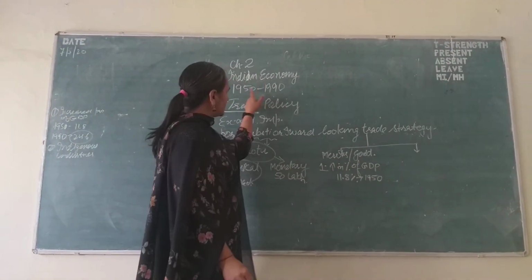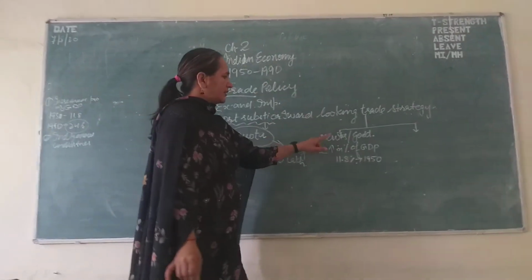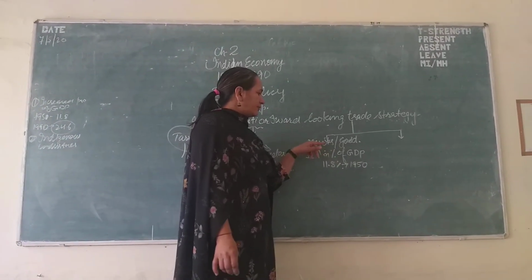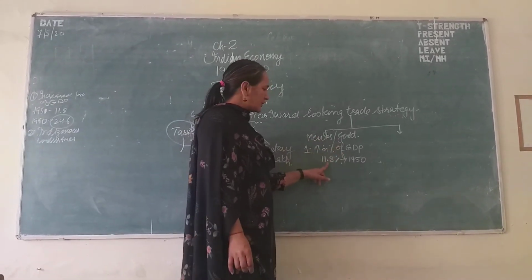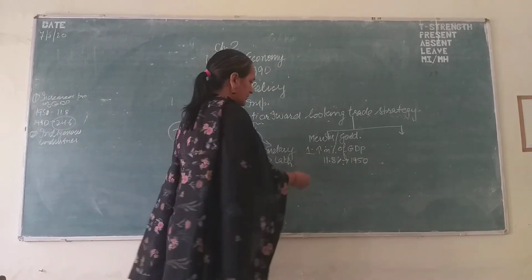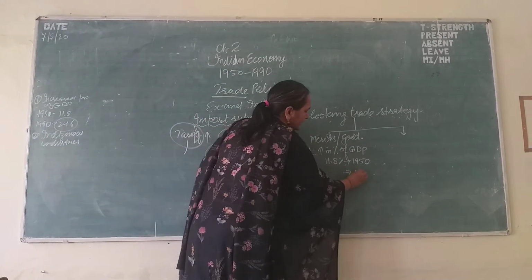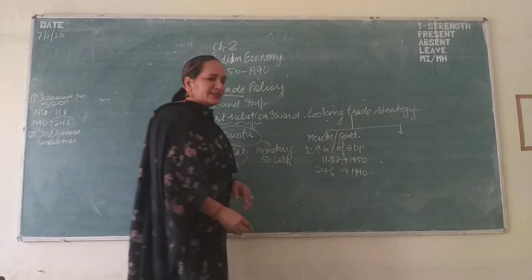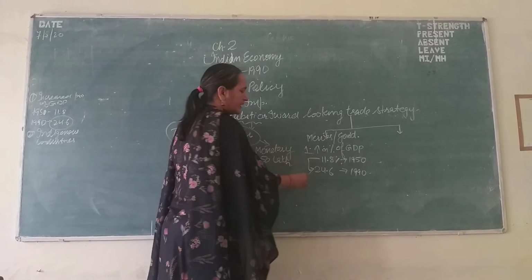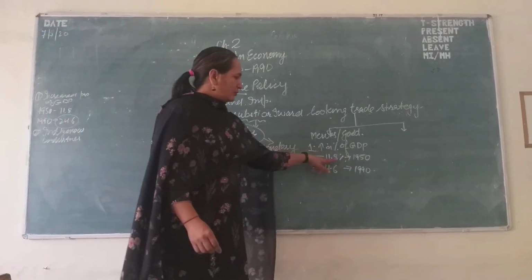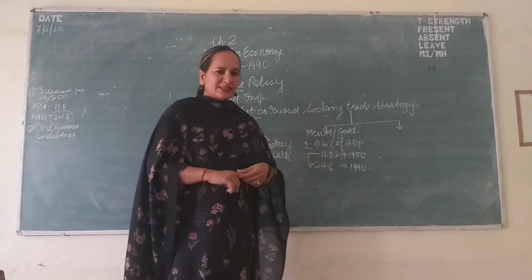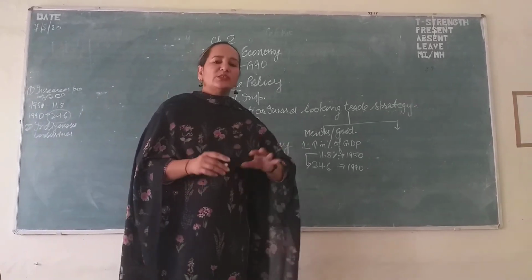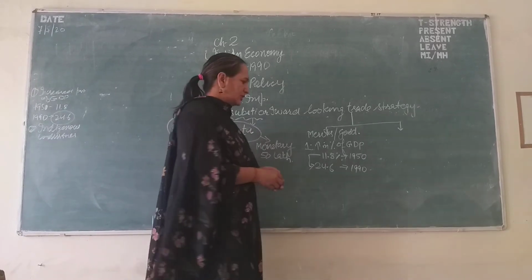This chapter is related with 1950 to 1990s. In 1950s, the percentage of industrial sector in the GDP was 11.8%. In 1990s, it has reached 24.6. That is more than double. 11.8 to 24.6. It shows that there is an improvement in the industrial sector of the country.